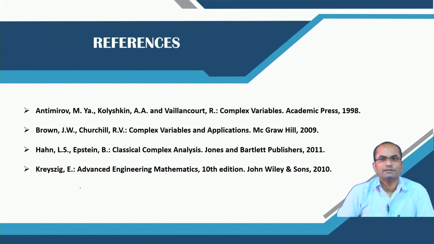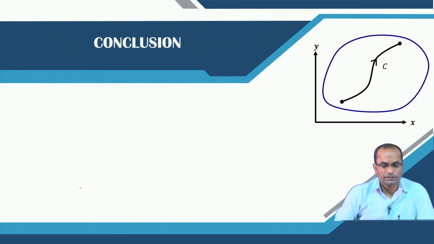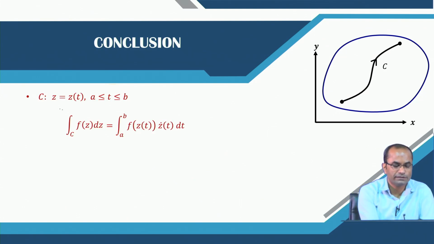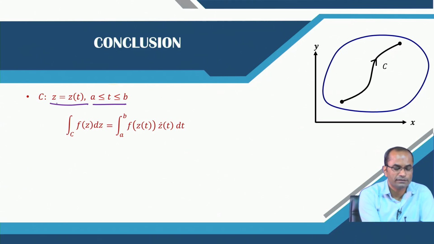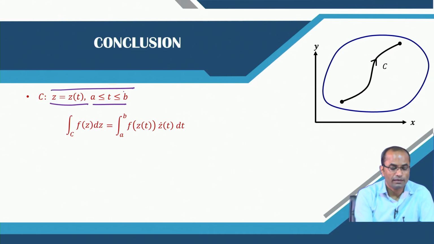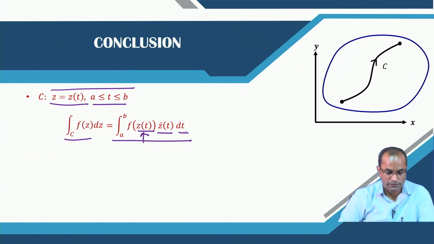So, these are the references used for preparing this lecture. And just to conclude, what we have learned is the line integral. The basic definition of the line integral and how to evaluate it. We need to parameterize z equal to z(t), and then this curve integral can easily be evaluated by substituting this parameterized form in f, and its derivative, and integrating over dt.